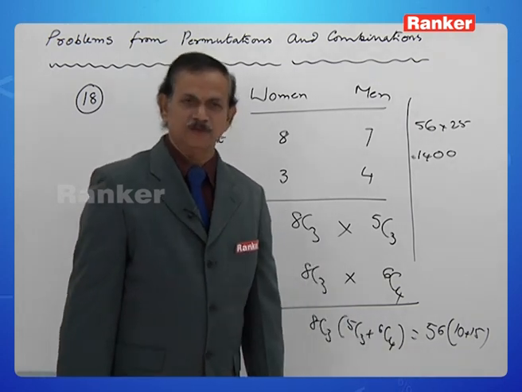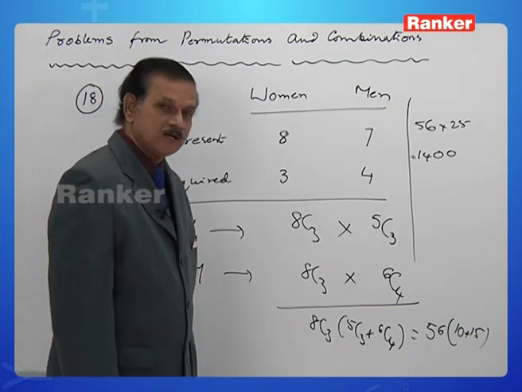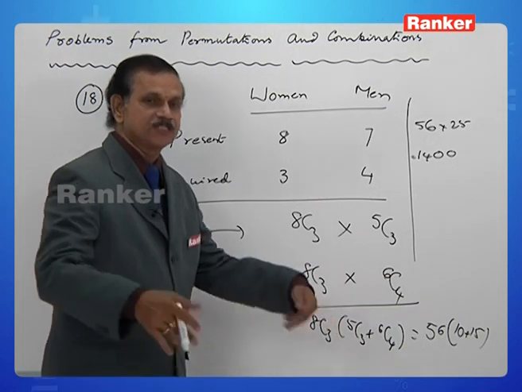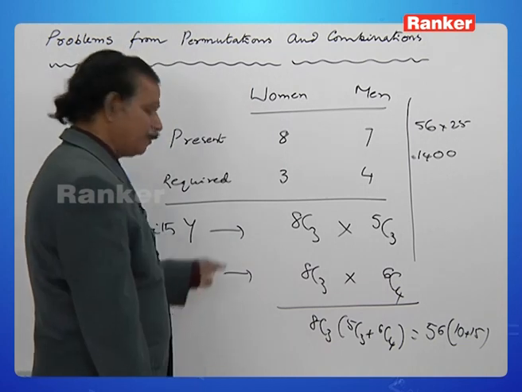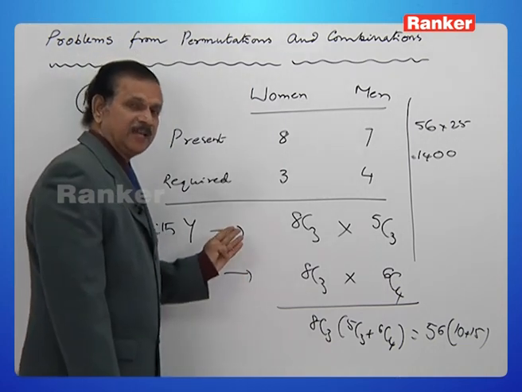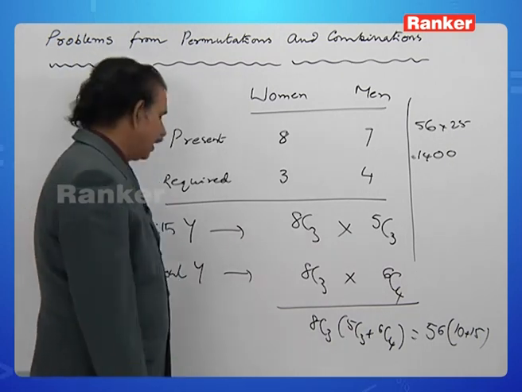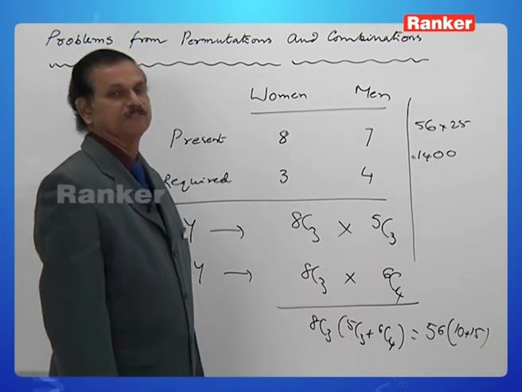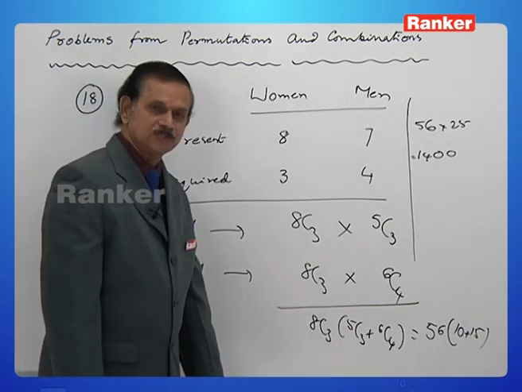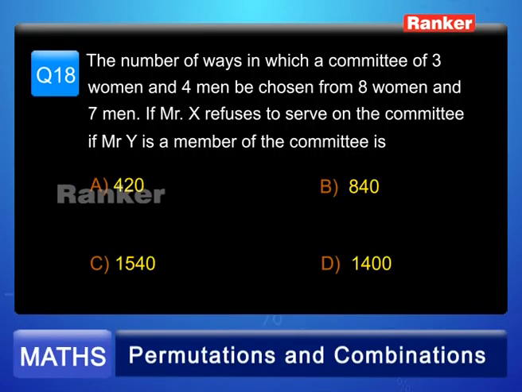Therefore, we could have arrived at the correct conclusion because we are able to split the situation into two different cases. What are the cases? How many committees are there if we like to introduce Y in the committee? And again, how many committees would be there if we like to omit Y from the selection? You add all those, total number of committees will be 1400. Therefore, the correct answer, that is fourth option, is the right answer.